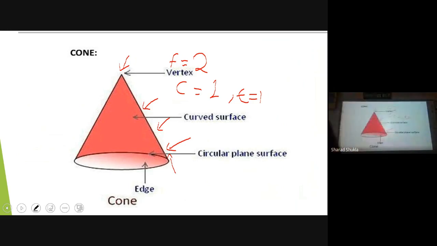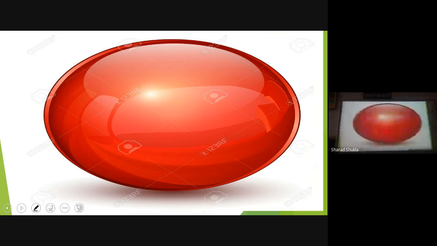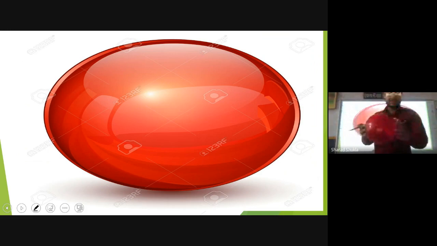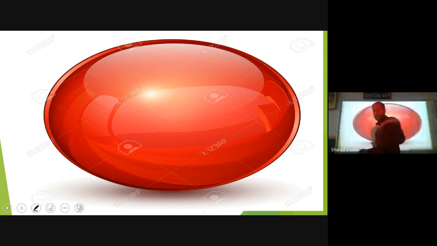is sphere. This is the main part of our 3D shapes. This is the sphere. In simple words, we also say ball. This is a ball, a tennis ball. Sphere. Okay. So we find the faces, corners, and edges of this sphere, of this ball.